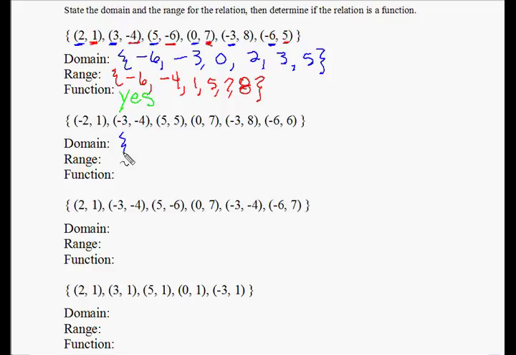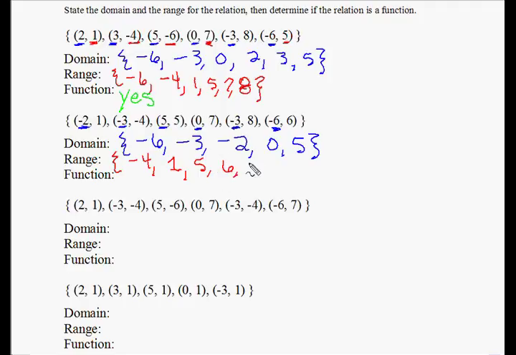For our next set, the domain again are the x values. The lowest x value is -6, followed by -3, -2, 0, and +5. Those are all the x values in these ordered pairs of numbers. Range are the y values. The smallest y value in this set is -4, followed by +1, +5, 6, 7, and 8. Those are the y values.